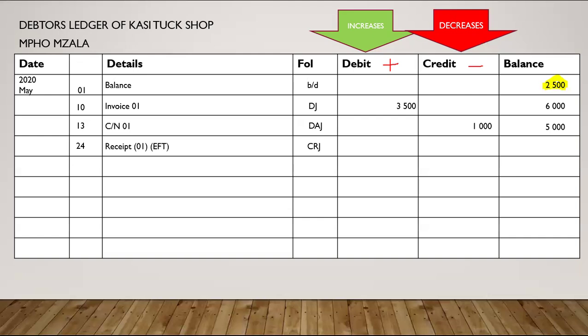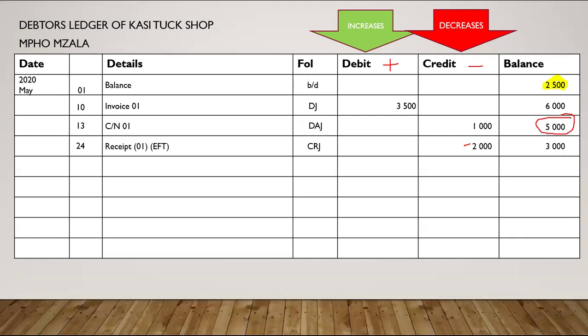What are we going to reduce by? What is the cash amount that was received from Mpomzala? We received 2,000 rand because the other one was a discount. Meaning that when you take the previous balance of 5,000 and you minus the 2,000, the new balance will be 3,000.